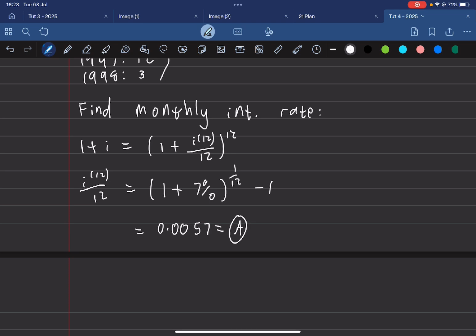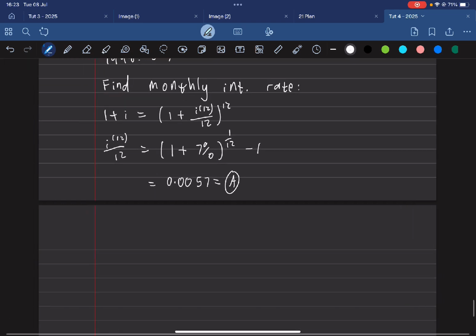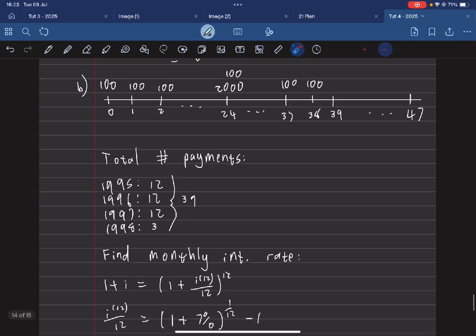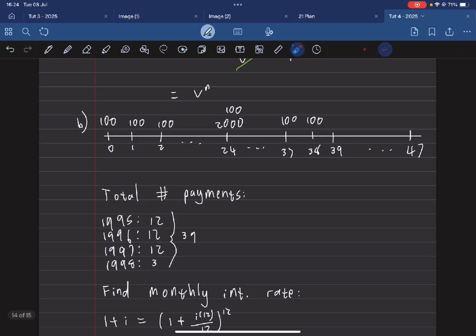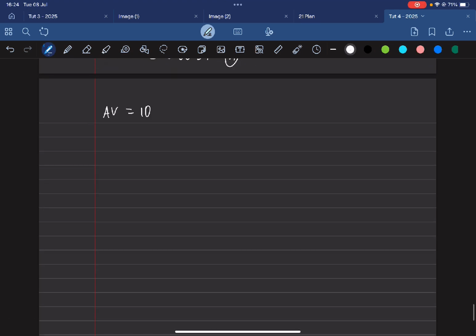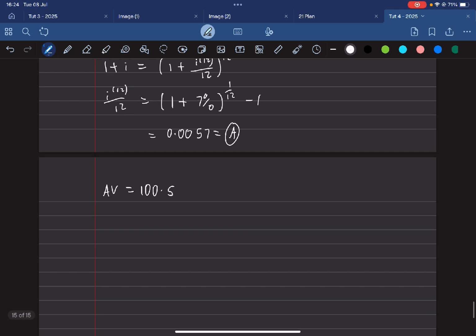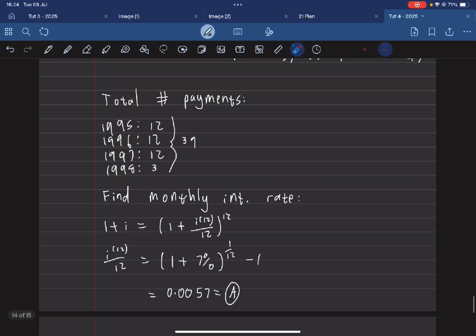Okay, so now we want to find the accumulated value. And so we're basically trying to find the future value. So we're going to want to move all of these forward to time 39. So we're going to do an annuity for that many periods. And then from here, we're going to want to move forward another 8 months to time 47. Okay, so it's going to be the monthly payment, which is 100, times S in advance, because remember we're paying at the beginning of each month.